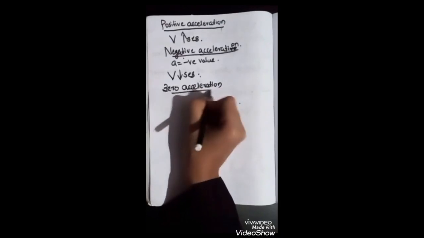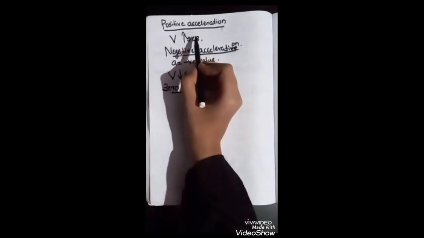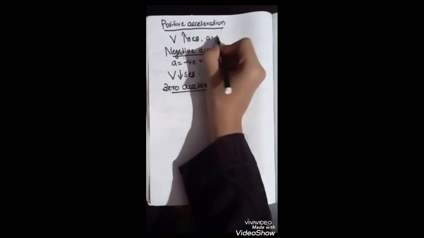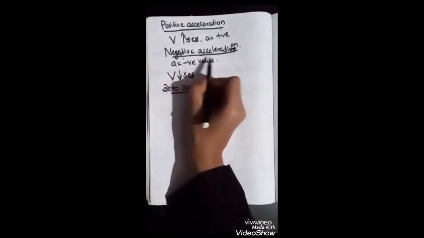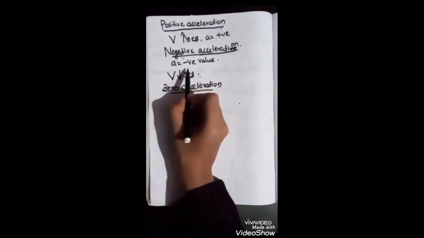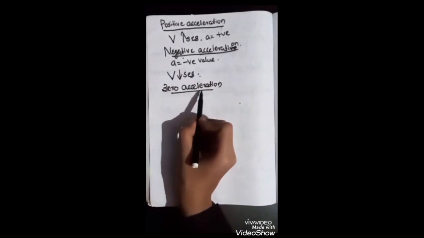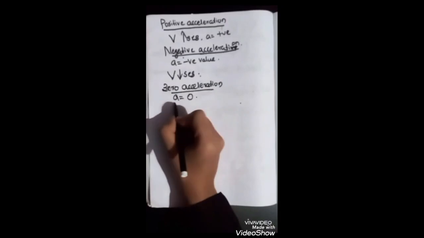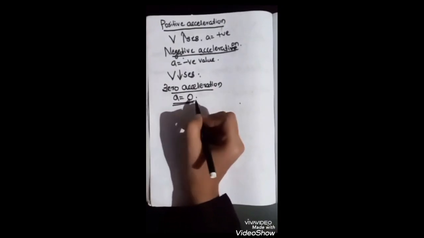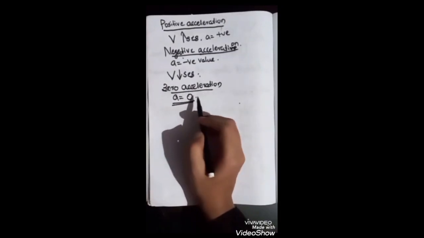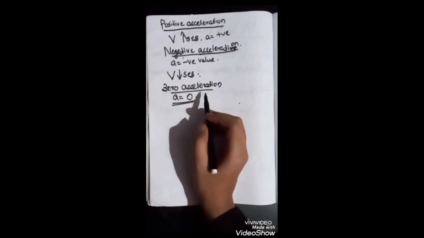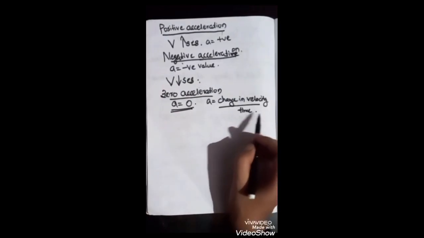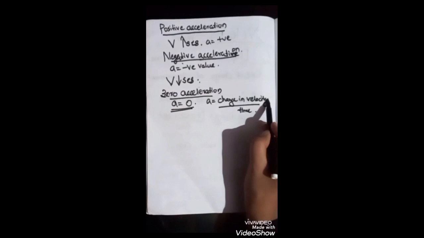In positive acceleration, the acceleration is always positive. In negative acceleration, the acceleration is always negative. And in zero acceleration, the acceleration will be 0. The value of acceleration will be 0. When will the acceleration become 0? Time cannot be 0. Here change in velocity is equal to 0.